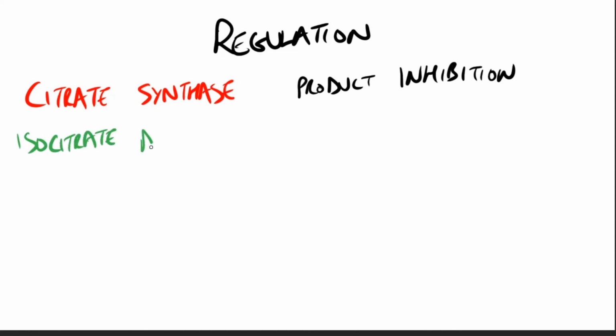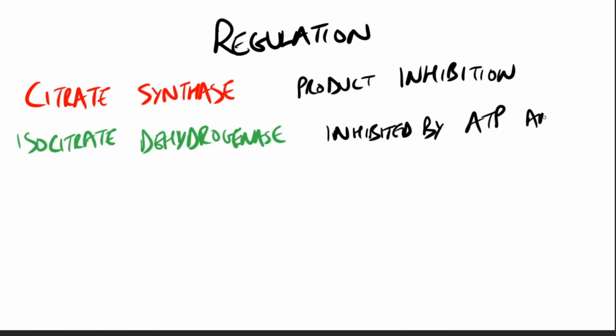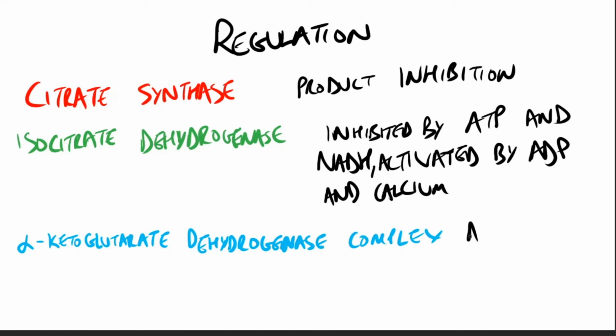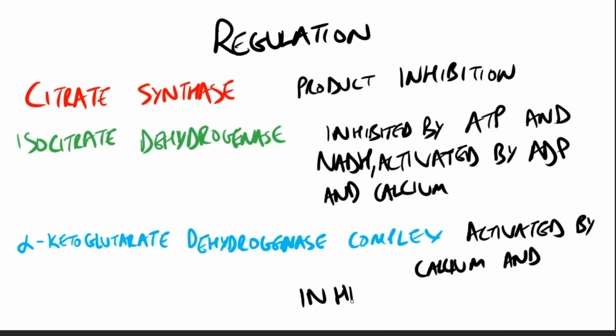And isocitrate dehydrogenase is inhibited by ATP and NADH, and it is activated by ADP and calcium. And the last one, alpha ketoglutarate dehydrogenase complex, is activated by calcium and inhibited by NADH and the product, which is succinyl coenzyme A.